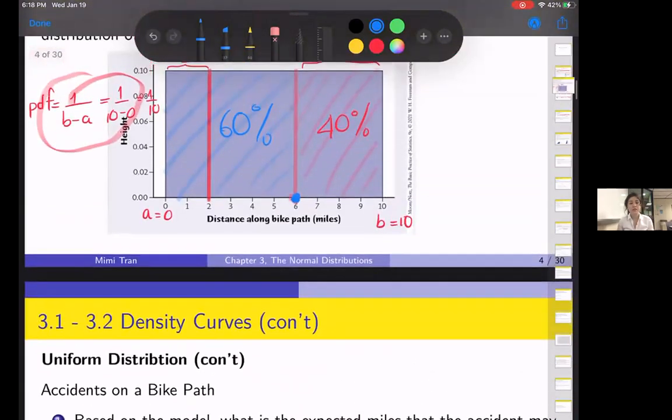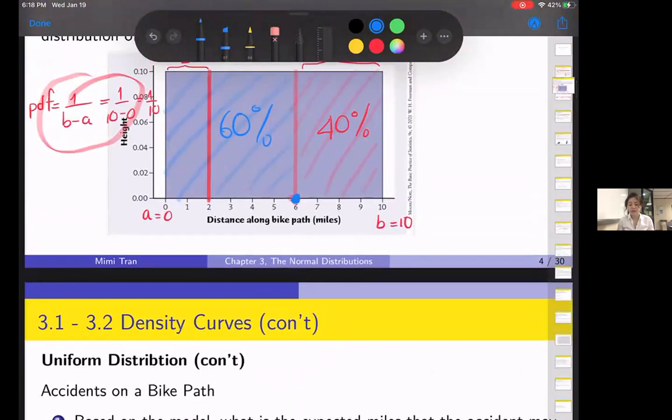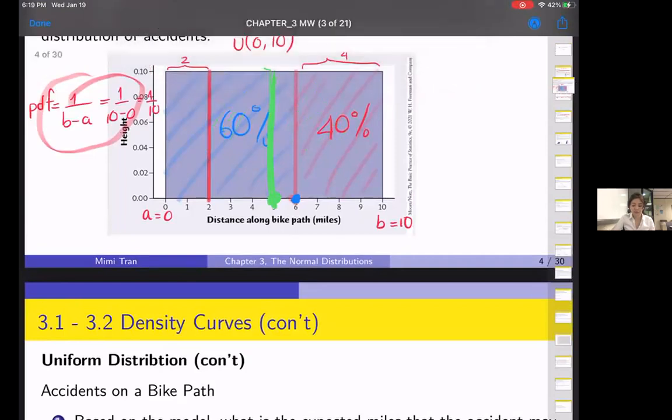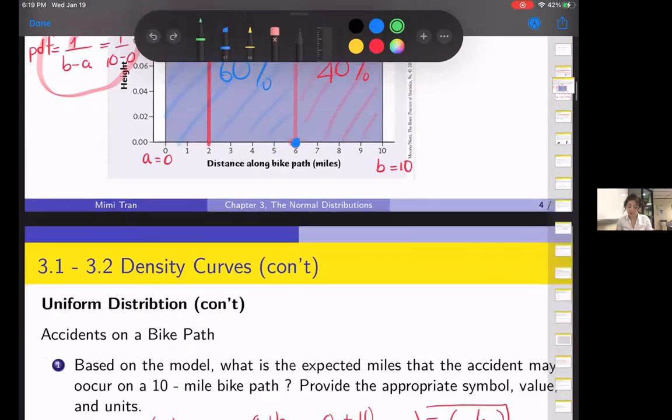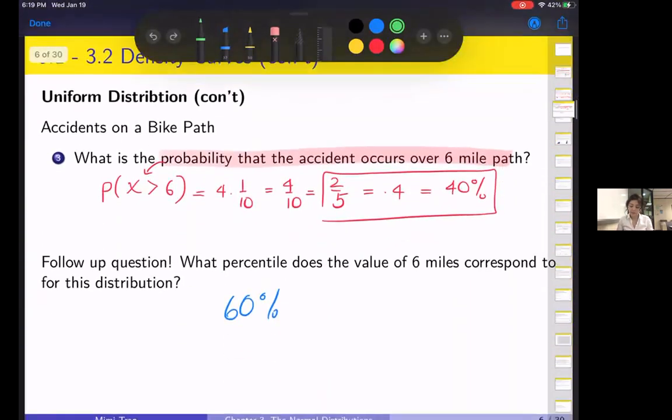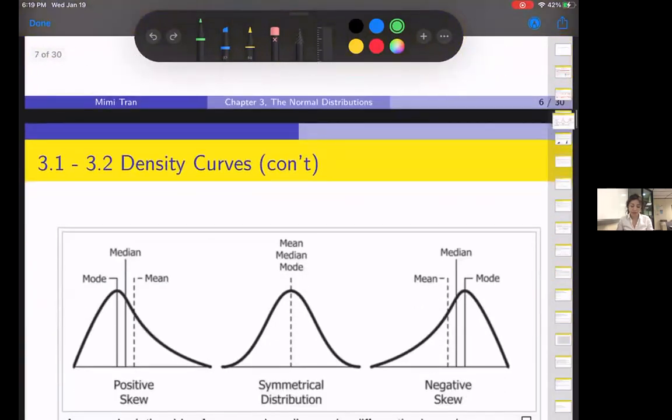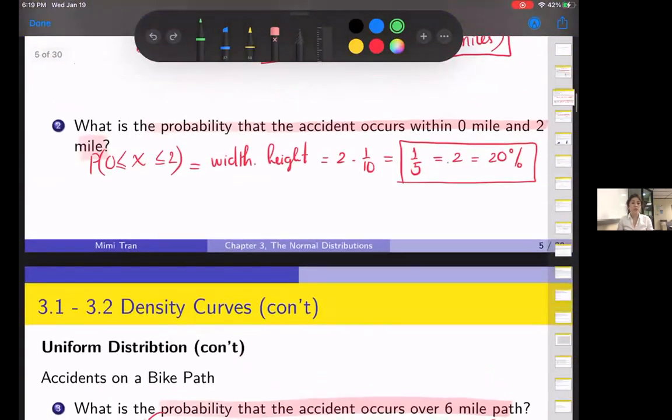60%, right? If I ask you, just hypothetically, at 5, what is the percentile corresponding to 5? 50%, right? So that's your median or your mean. So half here and half here. Okay. All right. That's it. We're done with the uniform distribution.